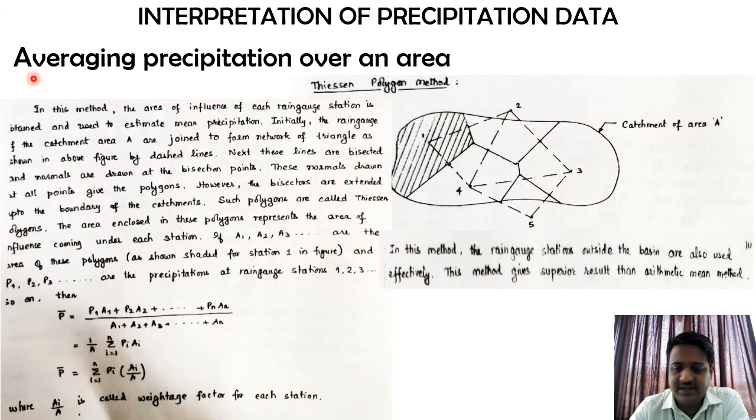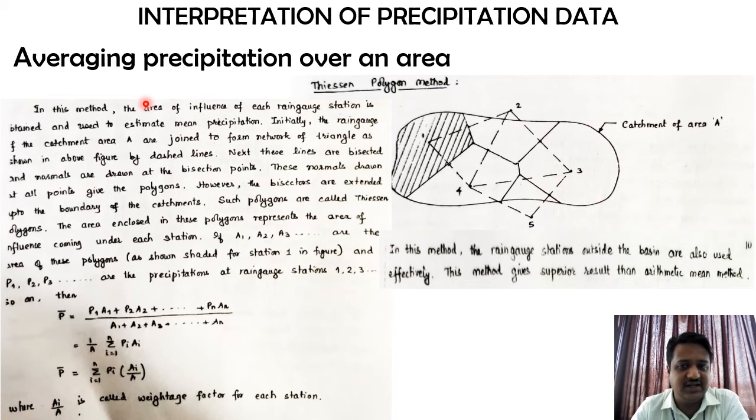The second way of determining the average precipitation is with the help of the Thiessen polygon method. First let us go through the theoretical aspect, then we'll go for the explanation. In this method, the area of influence of each rain gauge station is obtained and used to estimate the mean precipitation. So here we'll basically divide the effective area into a number of sections, and we have a particular method with which we can do that, and based on that we can get the mean precipitation for the whole area.